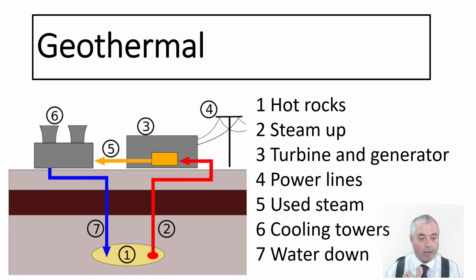These are all places where the hot rocks are quite close to the surface. So if you've got that situation, what you can do is drill a hole down to the hot rocks. You can pump water down, and because the rocks are so hot, it will boil and produce steam. The steam can then go up a pipe, turn a turbine which is connected to a generator, and then you cool the water down so you can send it back down to the rocks to boil it again. That's geothermal.